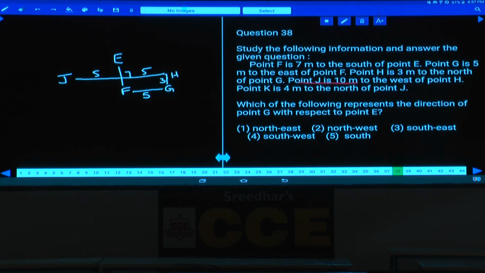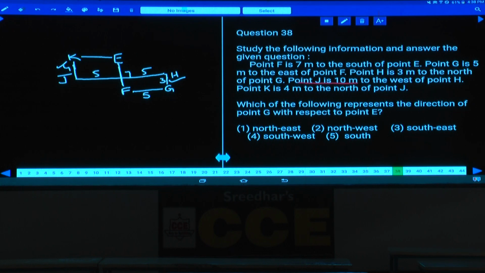K is 4 meters to the north of J. K is how many meters? 4 meters. North of J, and this will be K. Now the distance between these two is 4 meters. Now K and E form a horizontal straight line, because this is 3 and this is 4. This 3 plus 4 equals this 7 between E and F, isn't it? Hence the vertical distance has become nullified.